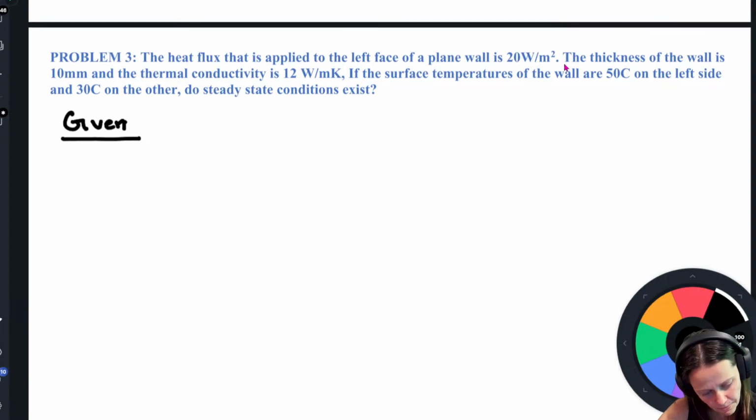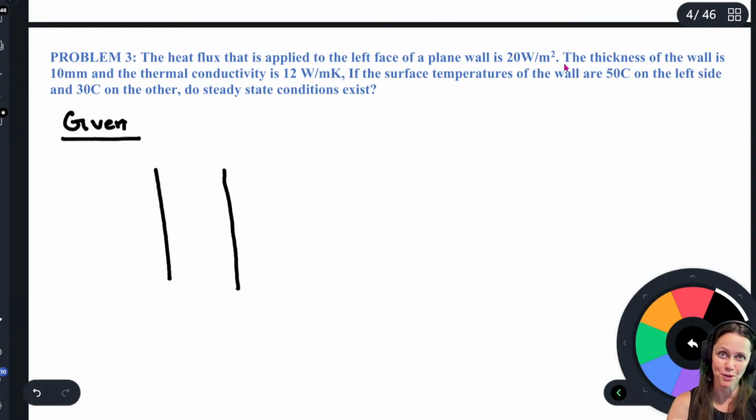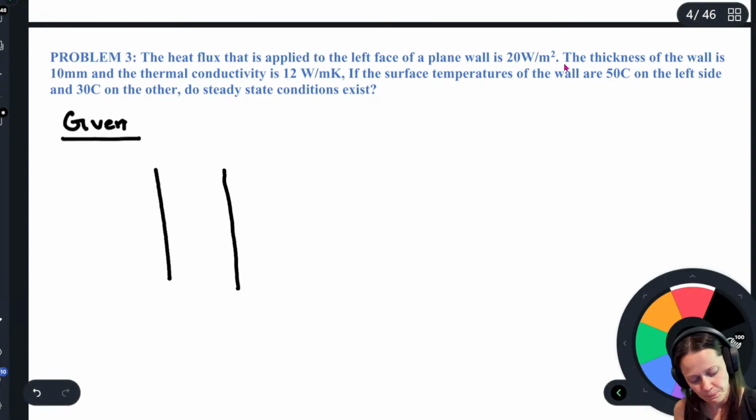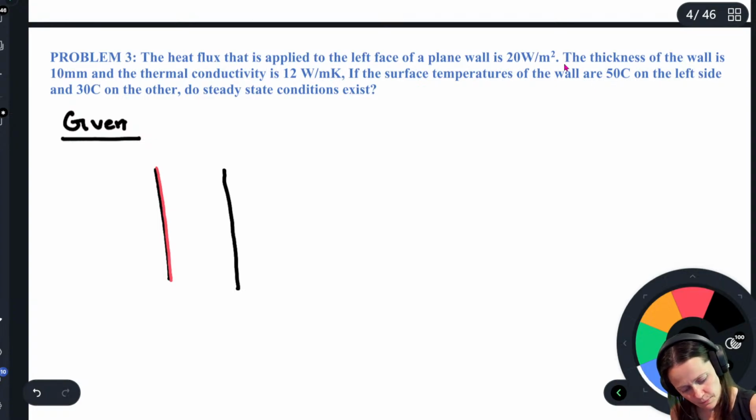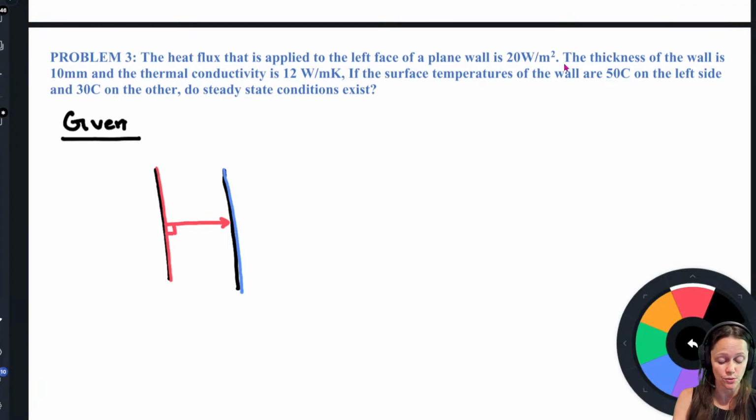All right, so let me draw my plane wall. When we say plane wall, it's really another way of saying one-dimensional heat transfer, because with a plane wall, here's an isotherm, here's an isotherm, and since heat transfer flows perpendicularly between two isotherms, it's only in one direction.